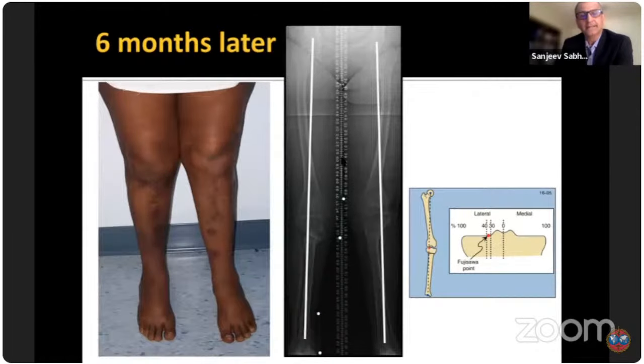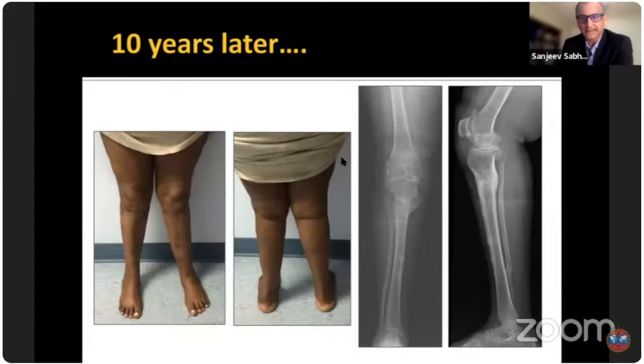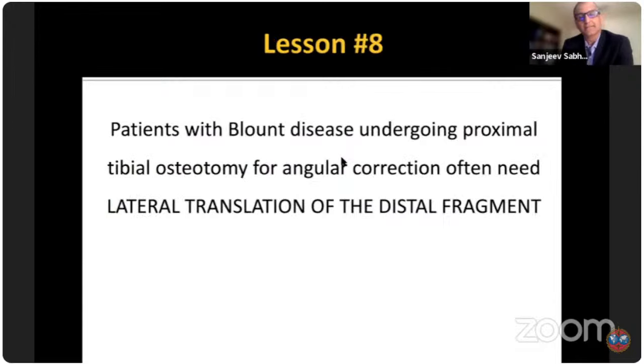But thankfully, we were able to reestablish the mechanical axis on the right and left with slight overcorrection at the Fujisawa point. And here she was 10 years later, still functioning well without needing an arthroplasty at this time. So I think the lesson here is that you need to not just think of the angular correction, but also typically laterally translating the distal fragment, since the apex or the CORA is more proximally at the proximal tibial growth plate.